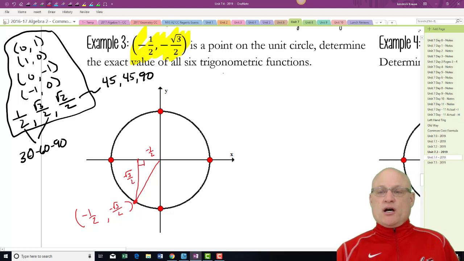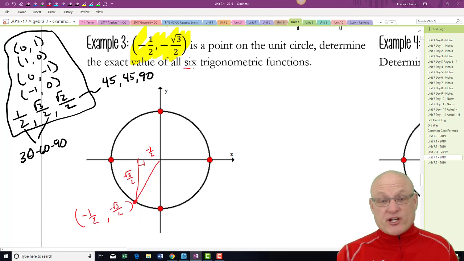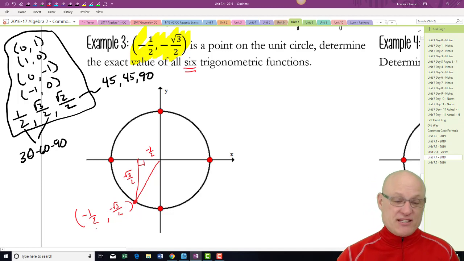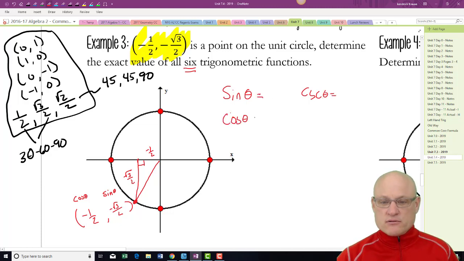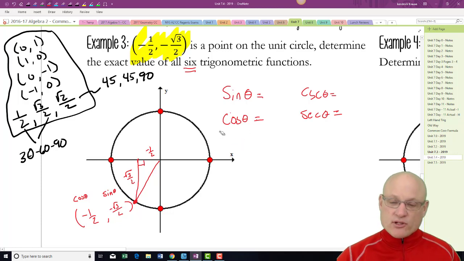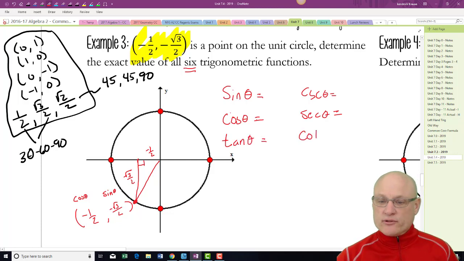So, determine the exact value of all 6 trig functions. Okay, now since this point right here is here, we're in pretty great shape because this is cosine and this is sine. Correct? All right, so let's do this. Sine of theta and cosecant of theta. First thing I do is this. Cosine of theta, secant of theta. Put them together, group them, put them next to each other like this so you don't make silly mistakes like I was just about to do. Tangent of theta, cotangent of theta.